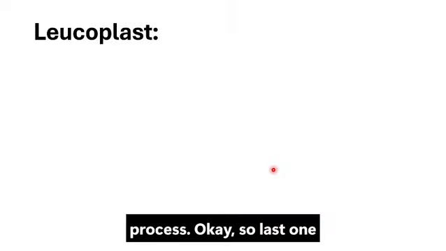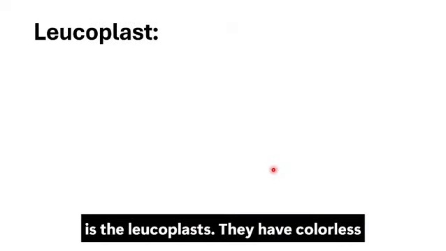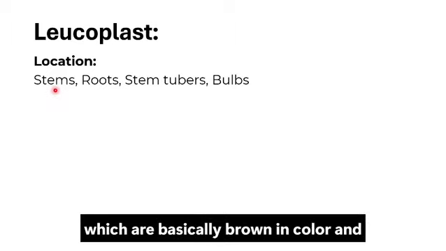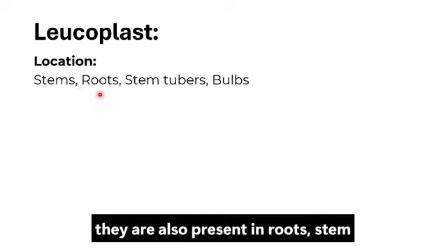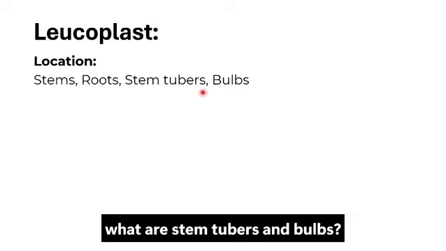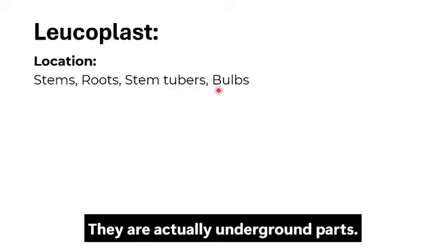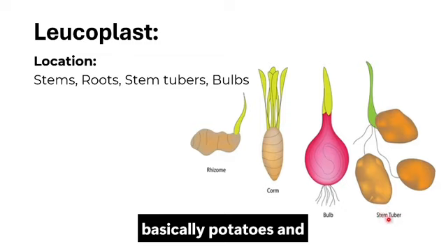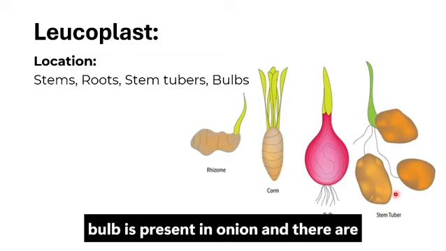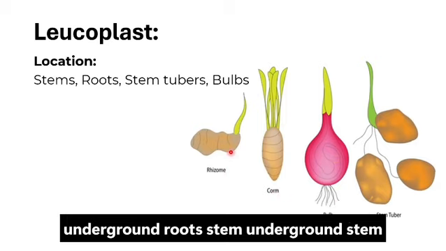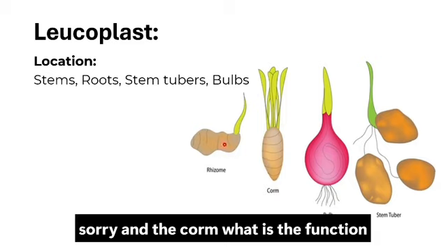So the last one is leucoplasts. They are colorless plastids and they are present in stems which are basically brown in color, and they are also present in roots, stem tubers, and bulbs. Now, the question is, what are stem tubers and bulbs? They are actually underground parts. Stem tubers are basically potatoes, and a bulb is present in onion, and there are also other parts like underground roots, underground stems, and the corm.